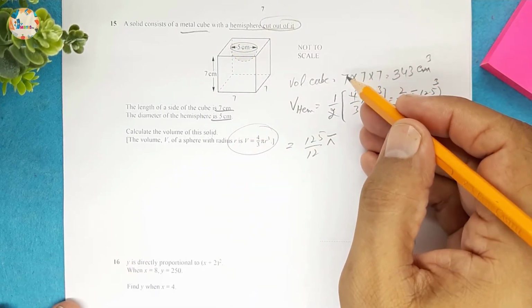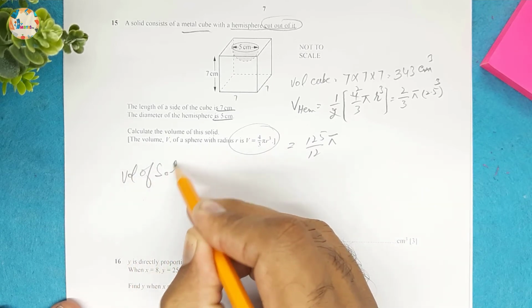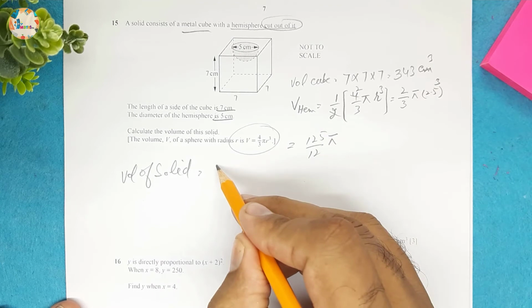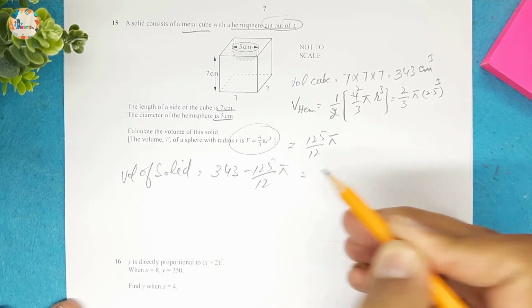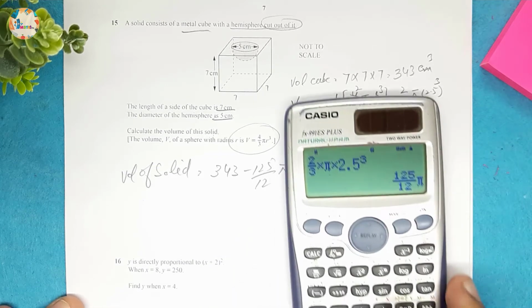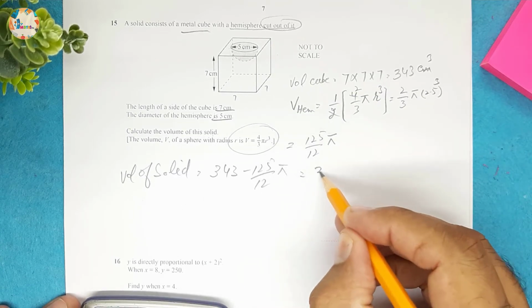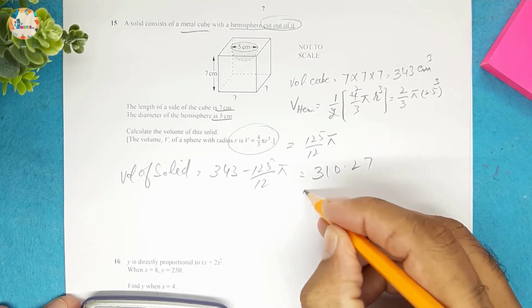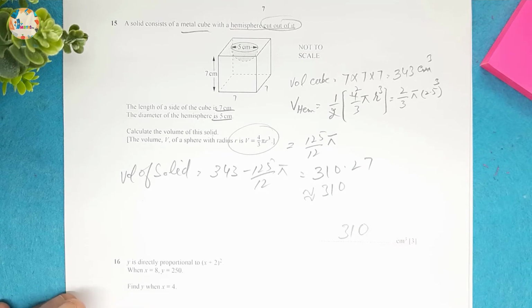So volume of the cube, so calculate the volume of this solid. Volume of solid will be equal to 343 minus 125 over 12 pi. It's already there on the calculator, so I will subtract 343 minus answer, which is equal to 310.27. So approximately equal to 310 centimeter cube will be our answer for this part.